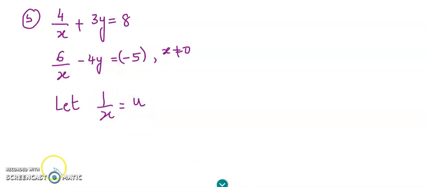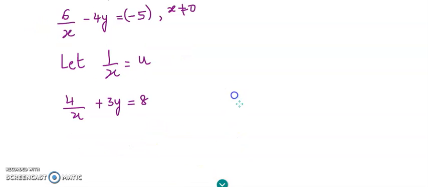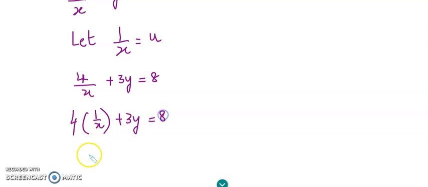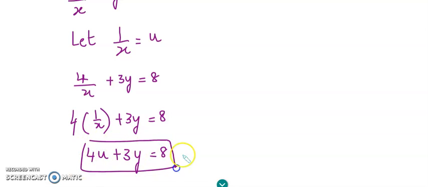And then we'll try to see whether our equations are in simpler form or not. So my first equation is 4 by x plus 3y equals 8. What I have to do is change it in the form of u by u. So I'll say 4 times 1 over x plus 3y equals 8. That becomes 4u plus 3y equals 8. That's my first equation in terms of y and u.